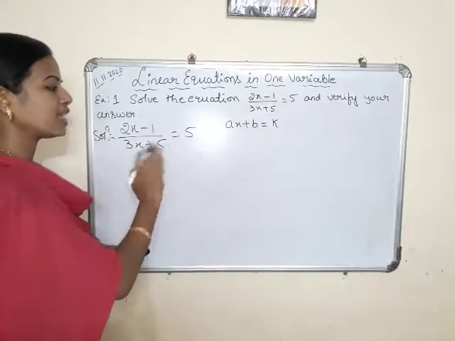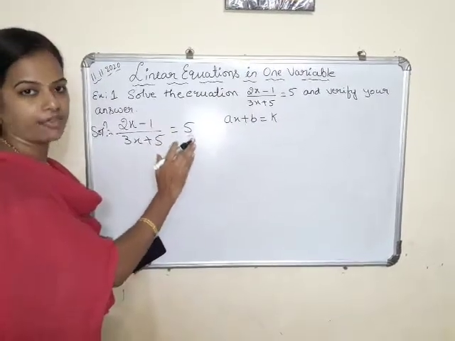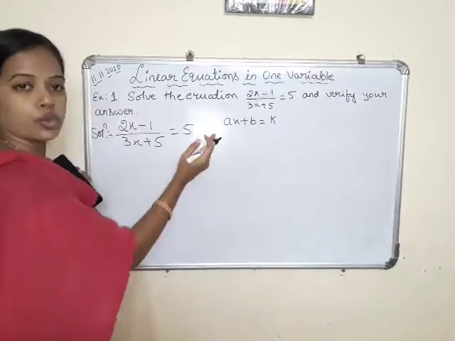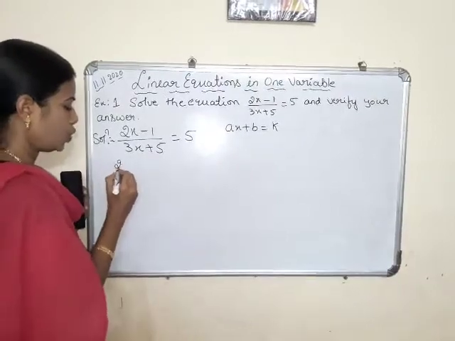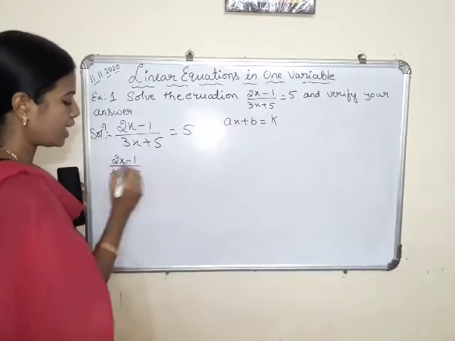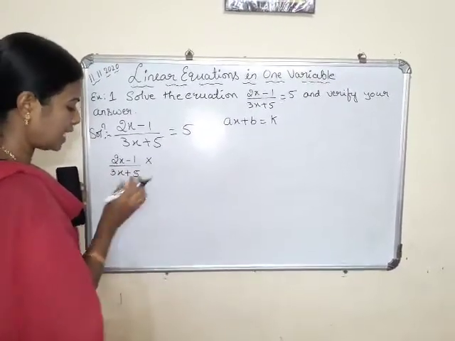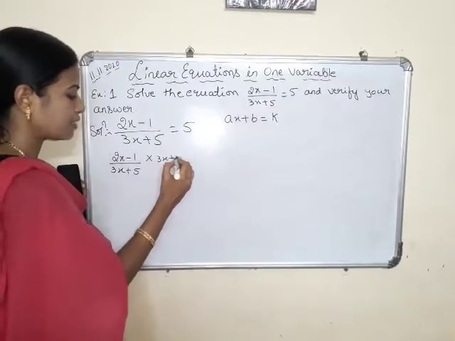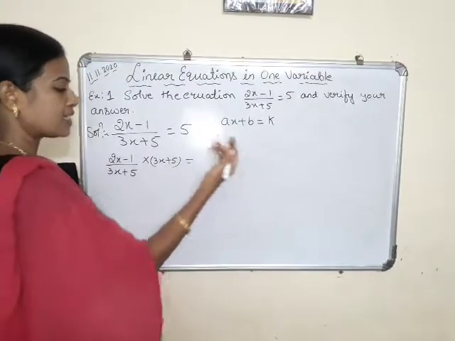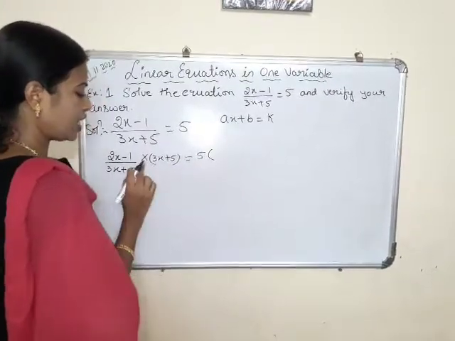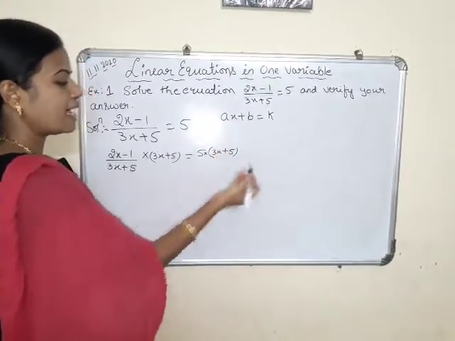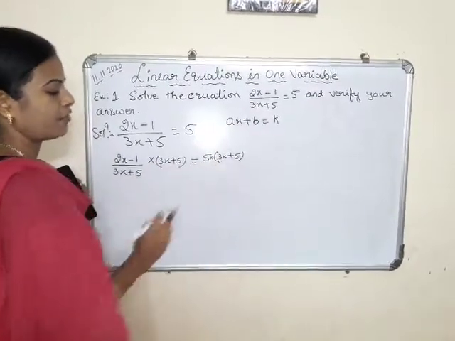By doing that, the equation does not change its value, because whatever we do on the LHS side, the same you have to do on the RHS side. 2x minus 1 divided by 3x plus 5. What you have to do here? It is divided, so you have to multiply by 3x plus 5 equals, the same as what you did on the LHS. On the RHS also you have to do the same: 5 into 3x plus 5.